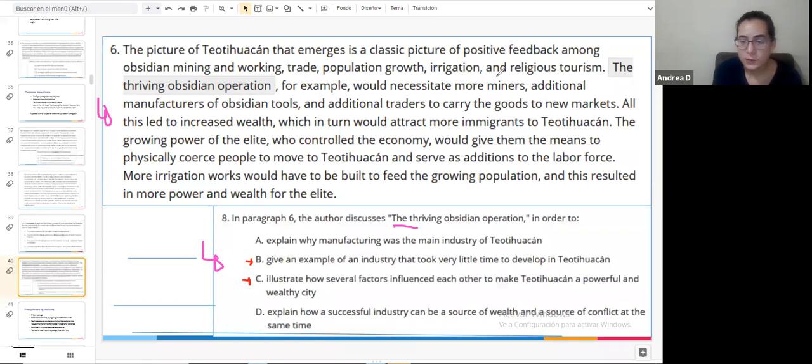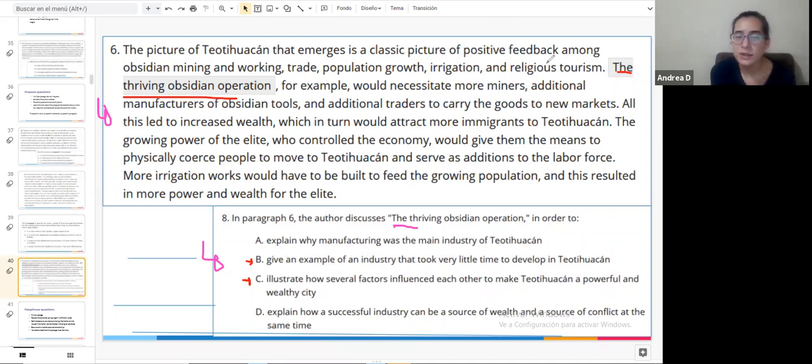So let's try to look at it right. So we are looking for the thriving obsidian operation, and it's highlighted here, you know? So remember what I say about if you wanna know what the paragraph is about, try to read the first sentence. So the first sentence is the picture of Teotihuacan that emerges is a classic picture of positive feedback among obsidian mining, working, trade, population growth, irrigation, reduced tourism, what have you. And now the thriving obsidian operation, for example, would necessitate more miners, additional manufacturers, and so on. So here it is what we're looking for. And this is kind of summarizing what everything's about.